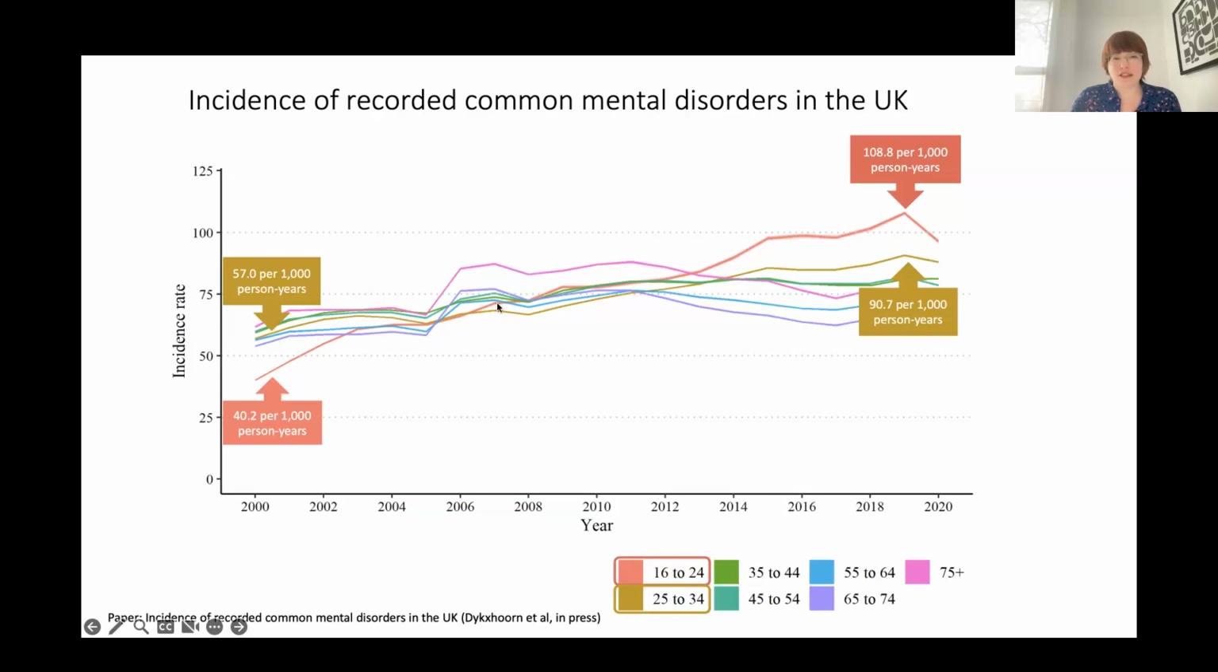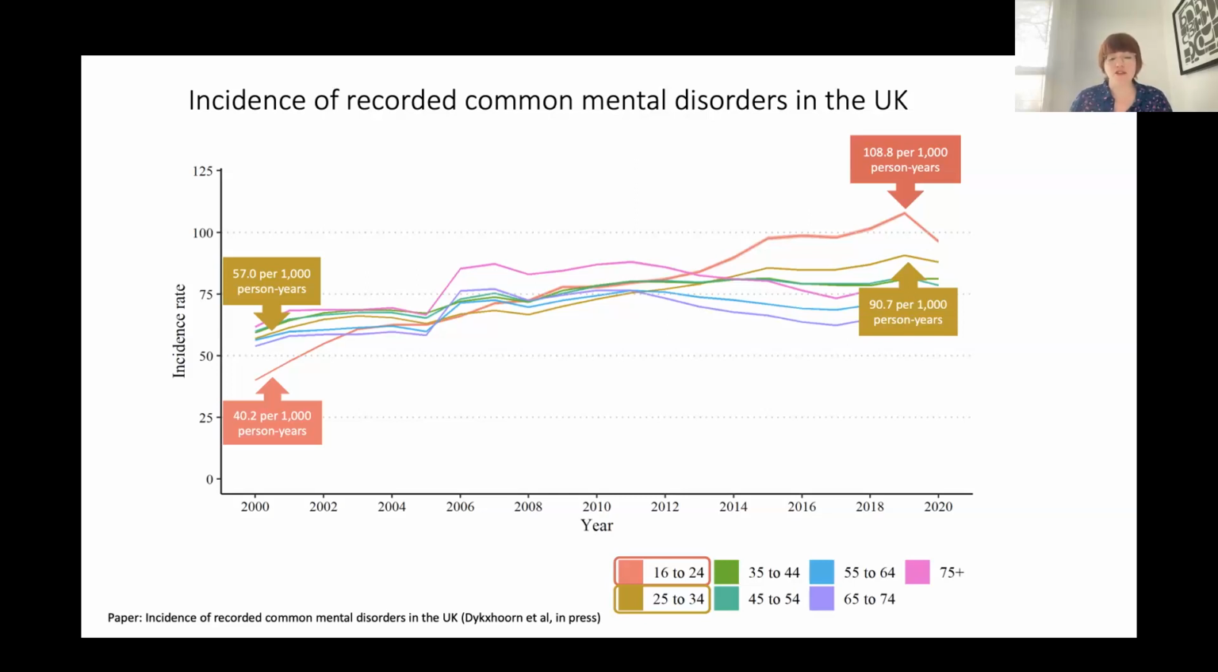And when we look in detail at some of the other age groups, there are some changes over time, but they tend to be largely stable, and there isn't this huge increase that we're seeing in the youngest age groups. So this result, as I said, was the most surprising result of our findings, that the youngest age groups were experiencing such an exaggerated increase in rates of common mental disorders recorded in primary care, and especially in contrast to stable or sometimes even declining rates in the other age groups.